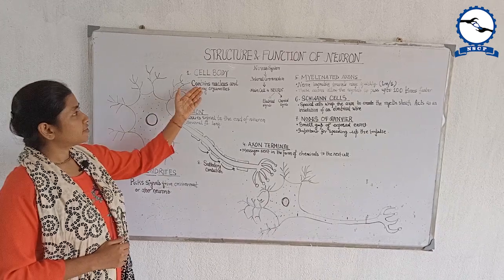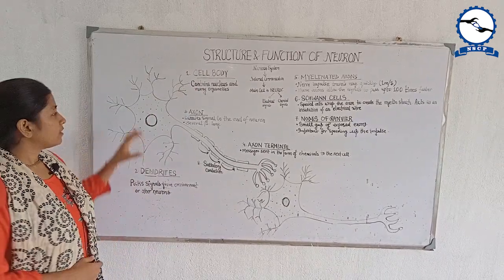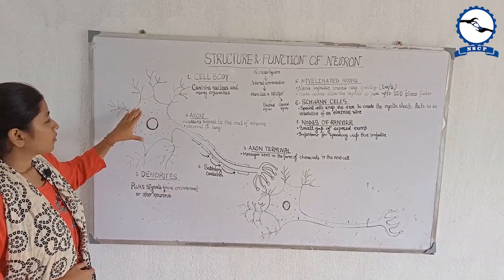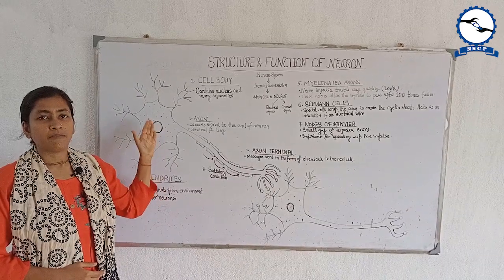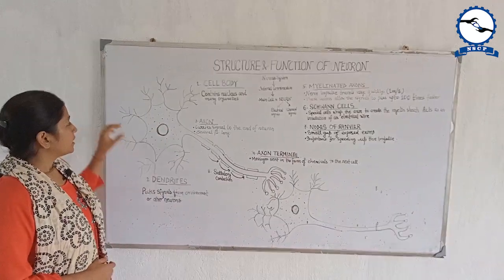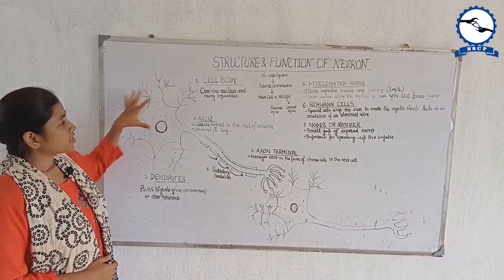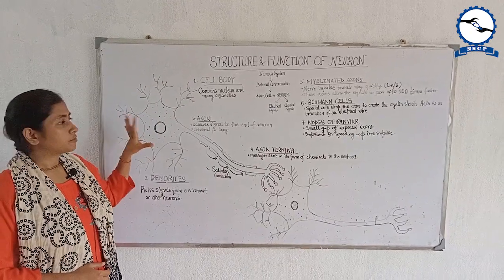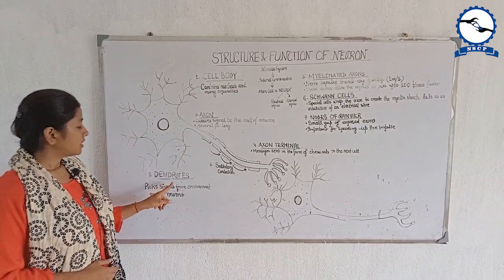It contains, firstly, the cell body. The cell body is the part of the neuron which contains a nucleus and many cell organelles. There are many tendrils projecting outwards from the cell body, which are also called dendrites.